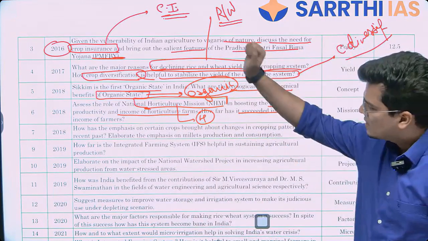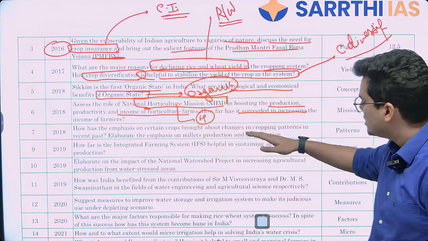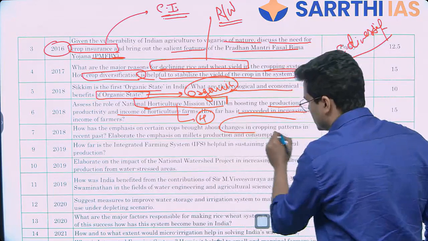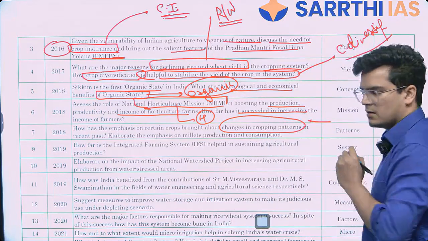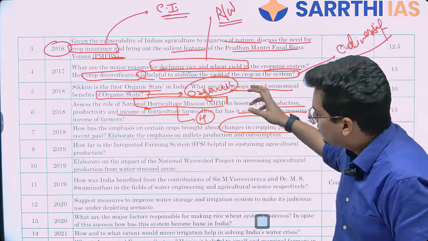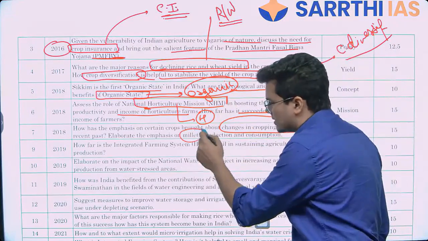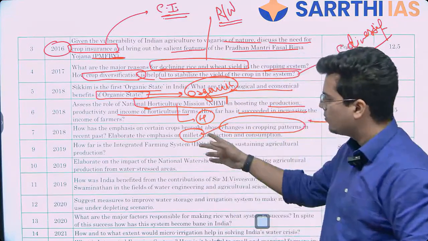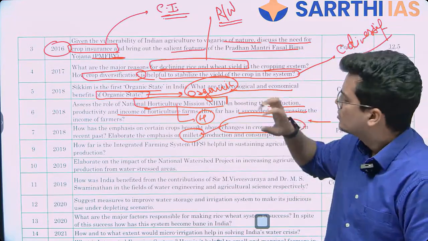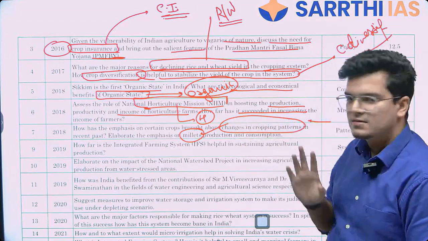Now, how has the emphasis on certain crops brought about change in cropping pattern? तो ये देख लो, this is a broad question. Changes in cropping patterns कैसे हुई हैं? How have cropping patterns in India changed generally? Now, this is asked specifically in the context of millets. And millets, जैसे आपको पता है, बहुत टाइम से न्यूज में है. This is a question of 2018. So I have to read the changes in the cropping pattern, and I have to read millets in specific.